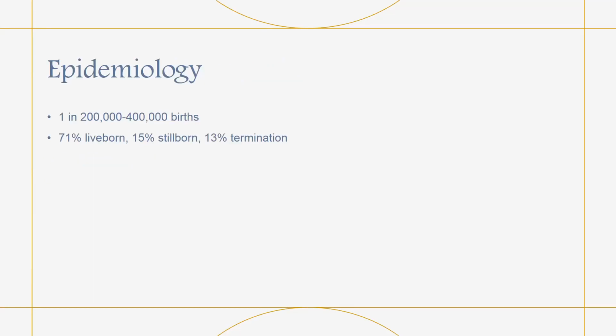So this is pretty rare, a 1 in 200 to 400,000 births. So potentially the only case that anyone from our facility may end up seeing. And actually fairly decent outcomes for these kiddos. So 70% are live born, about 15% stillborn, and that's often related to the severity of the omphalocele defect and what organs are involved. And then about a 13% termination rate in the studies that have been completed.